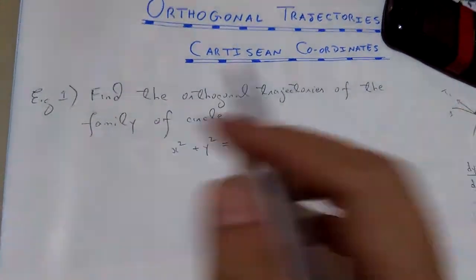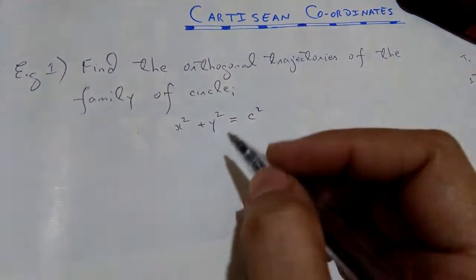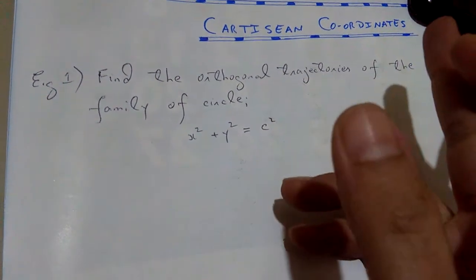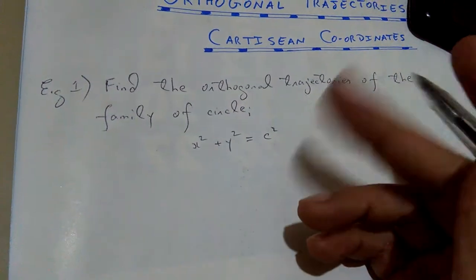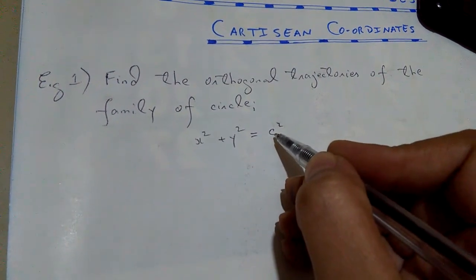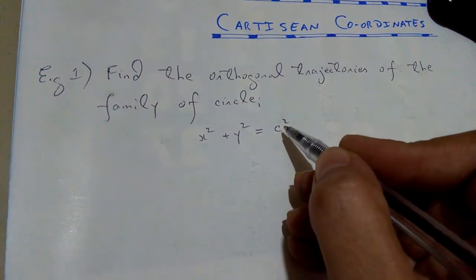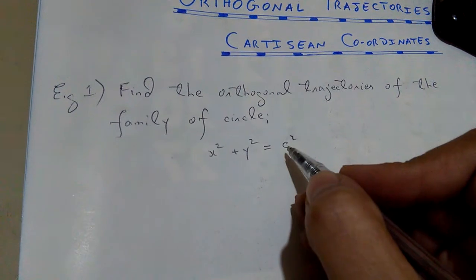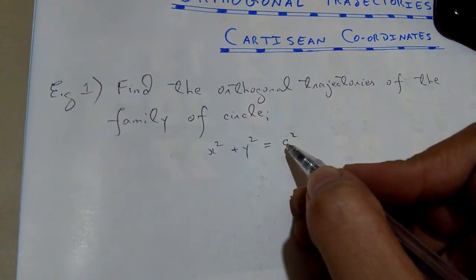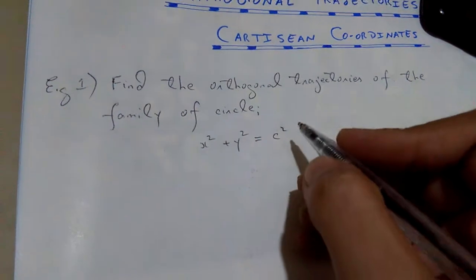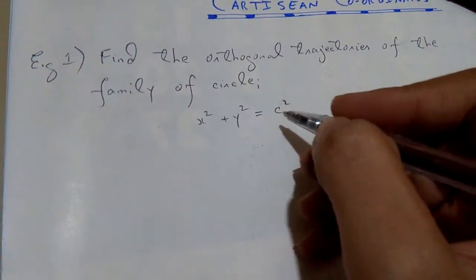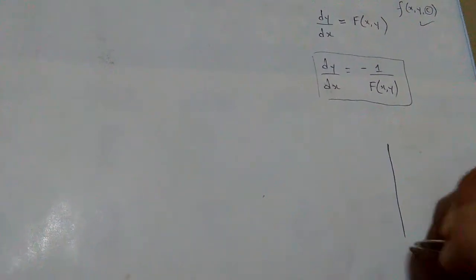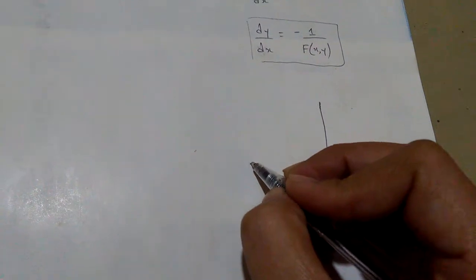This is our first example. Here we are provided the standard equation of a circle where the radius value is not exactly specified. You get a family of curves when you substitute different values for c. If I put c as half, you have a curve with radius 1 upon 2. It looks something like that. Let me draw it roughly.